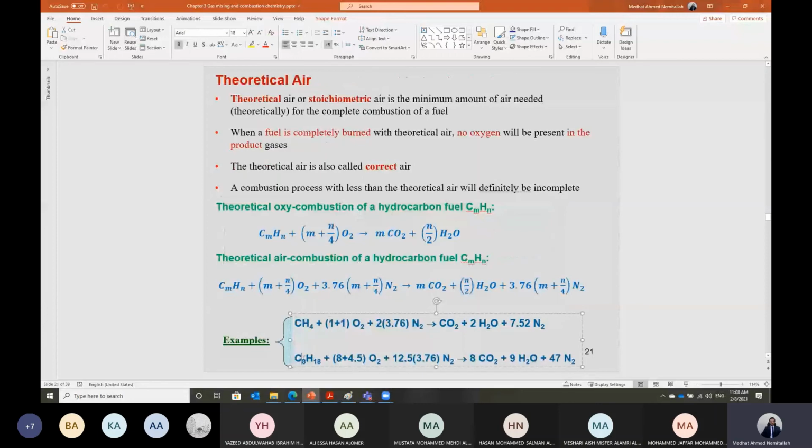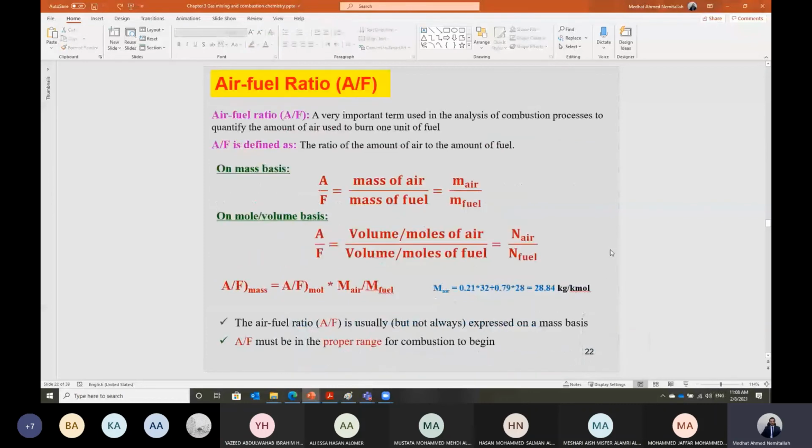For the case of isooctane, M plus N over 4, so it will be 8 plus 18 divided by 4, which is 4.5, so overall it will be 12.5. This is actually the theoretical amount of oxygen required in order to convert the whole fuel, C8H18, to carbon dioxide plus H2O. And N2 is an inert gas coming in and leaving the same. This is how we define the air-to-fuel ratio.